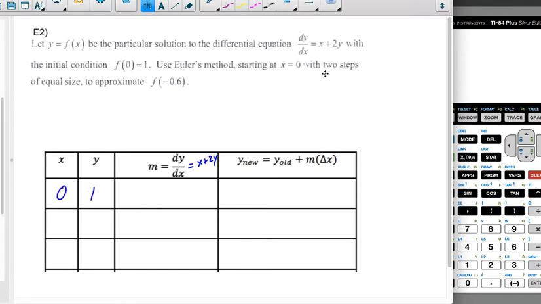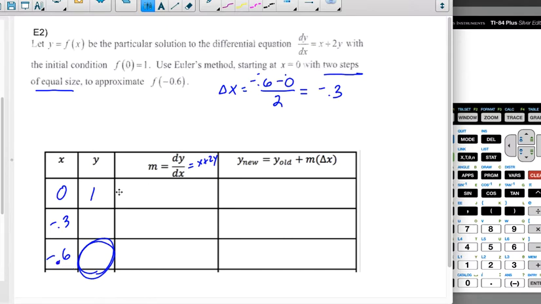We're asked to use 2 steps of equal size to get to f of negative 0.6. So to figure out my step size, I want to do the final point, negative 0.6, minus the initial x, divided by 2. So this is my ending value minus my starting value. So I'm going to get a negative 0.3, and that fits if you put this in here. First step would get me to negative 0.3. Second step gets me to the negative 0.6, which is what I want.